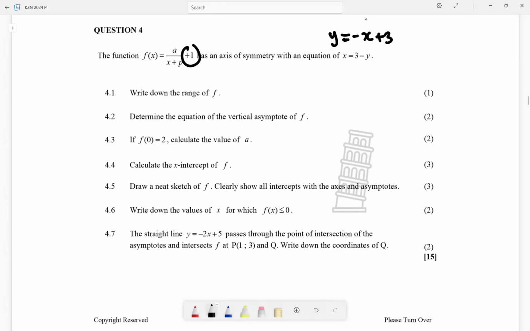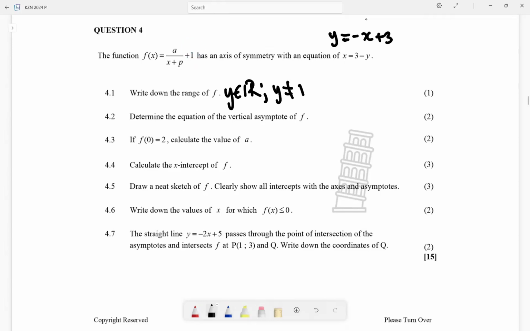So remember, this is our horizontal asymptote. This is our vertical asymptote. Now, let's look at it. Write down the range of f. So remember the range of f: y is an element of real numbers, but y should not equal the asymptote. This one is the asymptote, so it should not equal 1.